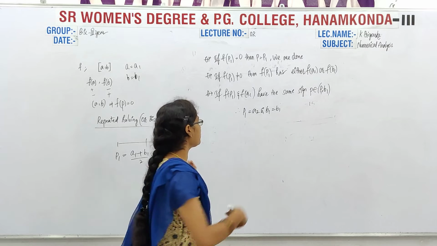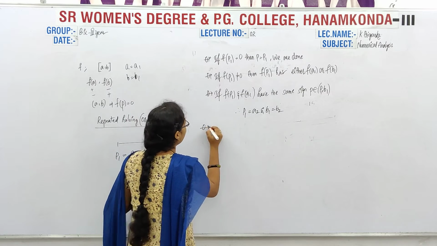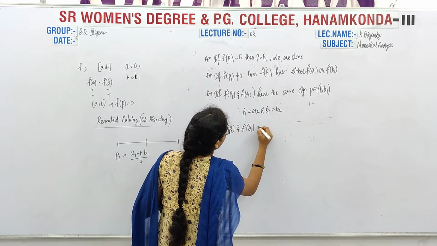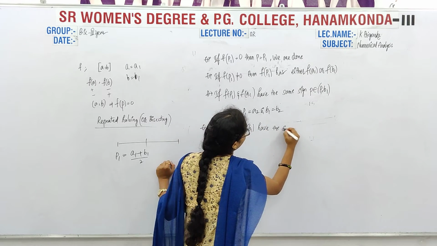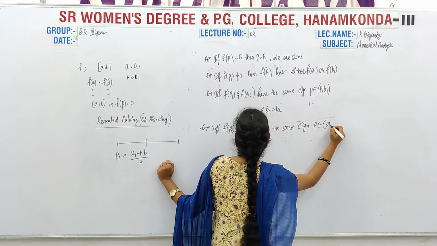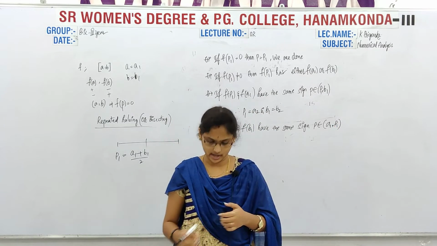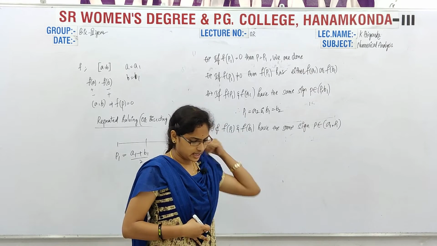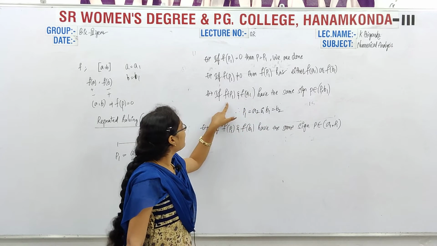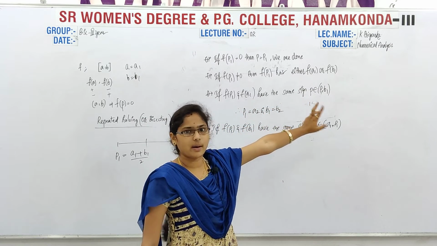Otherwise you go for the next iteration. Next point, if f of P1 and f of B1 have the same sign, then P belongs to A1 comma P1. No need to take that B1 here. So now simply, I am taking the same sign concept. When we have that f of P1 and f of A1 have the same sign, then that root belongs to P1 comma B1.